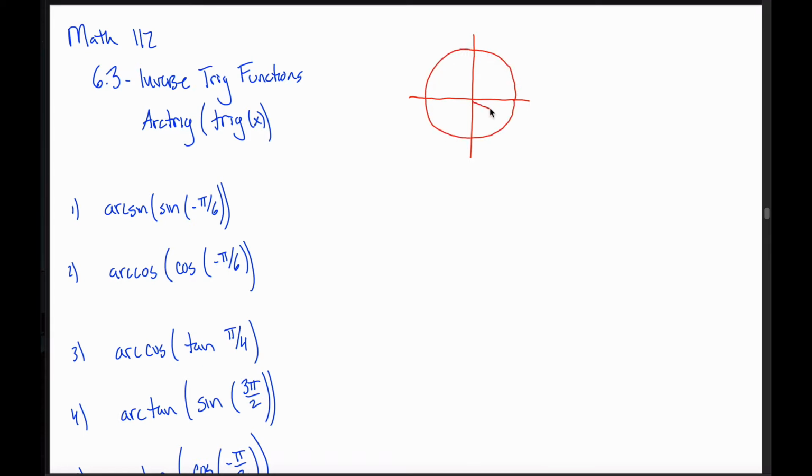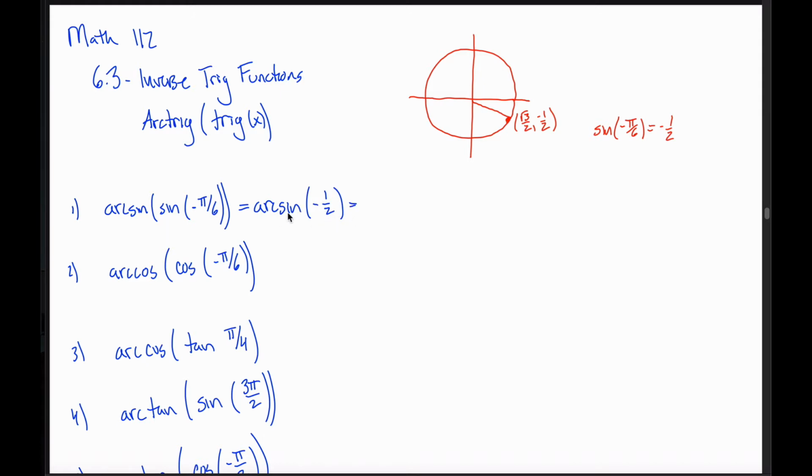Negative pi over 6 is talking about an angle that's roughly over here, and the x-coordinate at this point is root 3 over 2, and the y-coordinate at this point is negative 1/2. What that negative 1/2 means is that the sine of negative pi over 6 is just equal to negative 1/2. I can use that information to rewrite this problem. It's asking me for the arcsine of this thing, sine of negative pi over 6. Well, since the sine of negative pi over 6 is just equal to negative 1/2, it's really just asking me the question, what is the arcsine of negative 1/2?